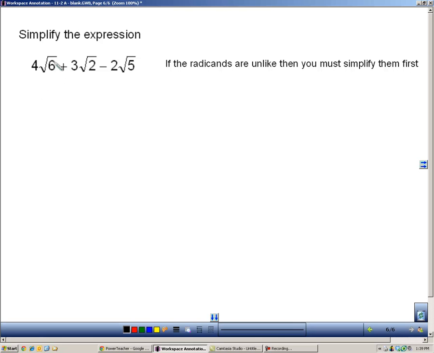This example, I can't break up the square root of 6. I can't break up the square root of 2. I can't break up the square root of 5. And I see no radicals that are alike. So I'm done.